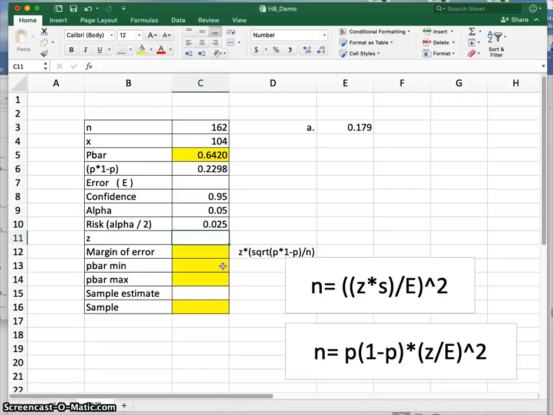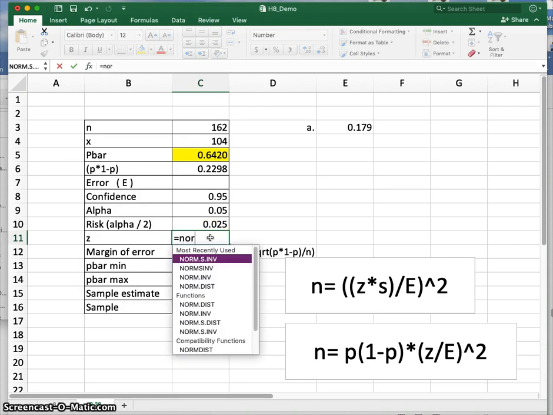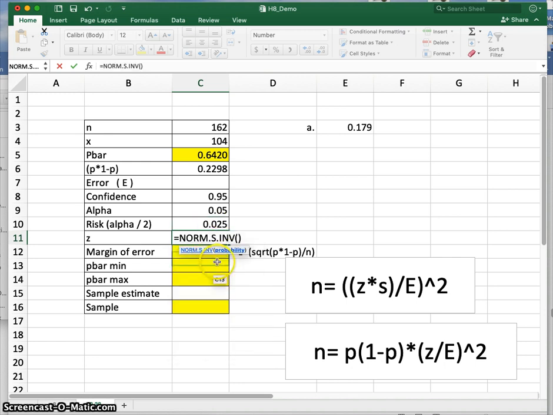Now we can calculate our z equals norm dot s dot inverse. So we can calculate the z value of this number using this. Okay, and so actually this is the tail on the right hand side, and we want to know the z value of everything else. So it's 1 minus this number. So our z is 1.96. So it will calculate basically within 2 standard deviations of the mean.